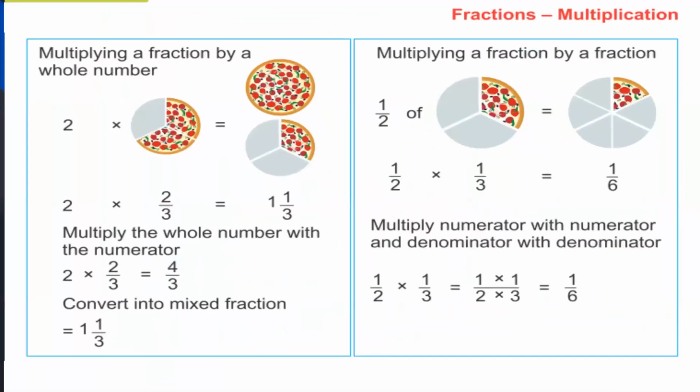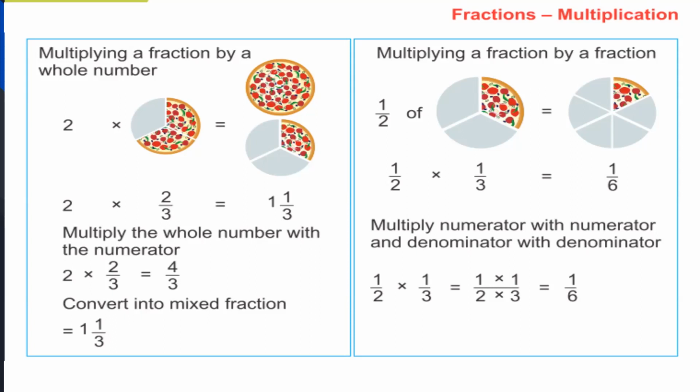Let's take an example. Multiply a fraction by a whole number. The whole number is 2 and the fraction is 2 by 3. We multiply the whole number with the numerator of the fraction, that is 2 into 2 equals 4, and the denominator is 3. So we will convert 4 by 3 into a mixed fraction by dividing 4 by 3. It will become 1 and 1 by 3. 1 is the integral part and 1 by 3 is the fractional part.